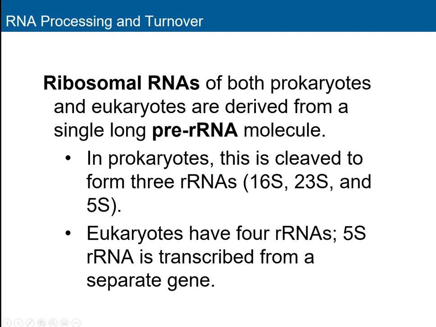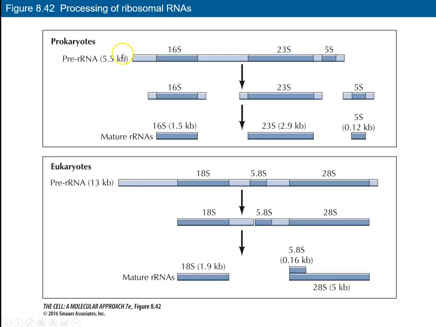So again, it starts off as this really long pre-rRNA, and then they get cleaved up into these different forms. Eukaryotes actually have 4 types of ribosomal RNAs, and then 5S is actually transcribed from a separate gene, okay? So in prokaryotes, you form these 3 ribosomal RNAs. In eukaryotes, you have 4, but the 5S, again, is synthesized from a separate gene, okay? So you can see here, right? This is the pre-ribosomal RNA, this really long transcript here, and then it gets cleaved. So this is processing, right? It gets cleaved to form these. And then eventually gets processed even further to form those mature ribosomal RNAs.